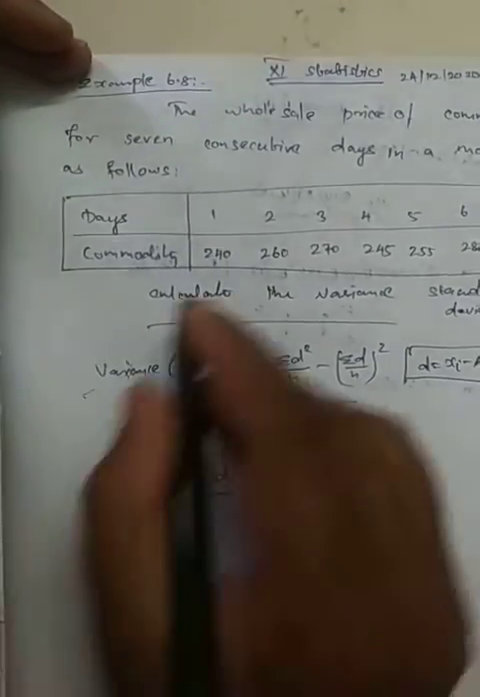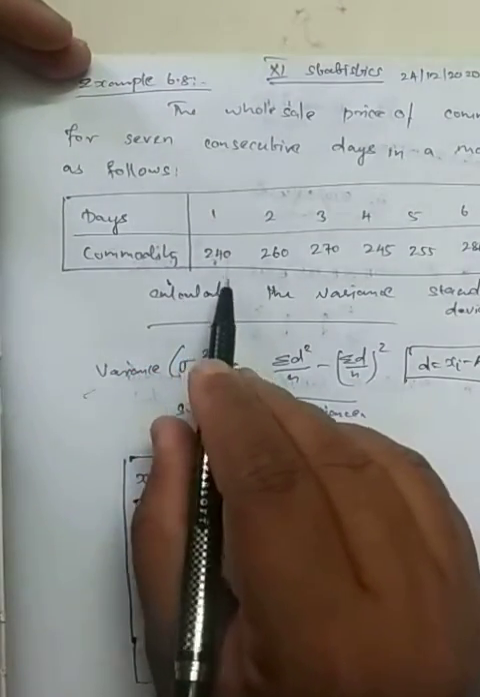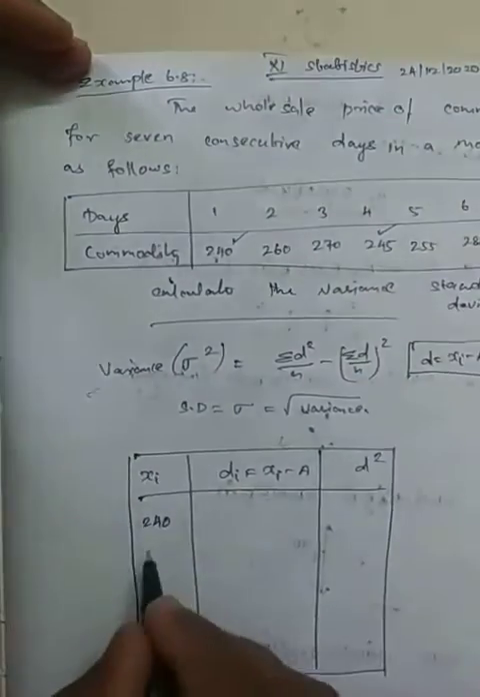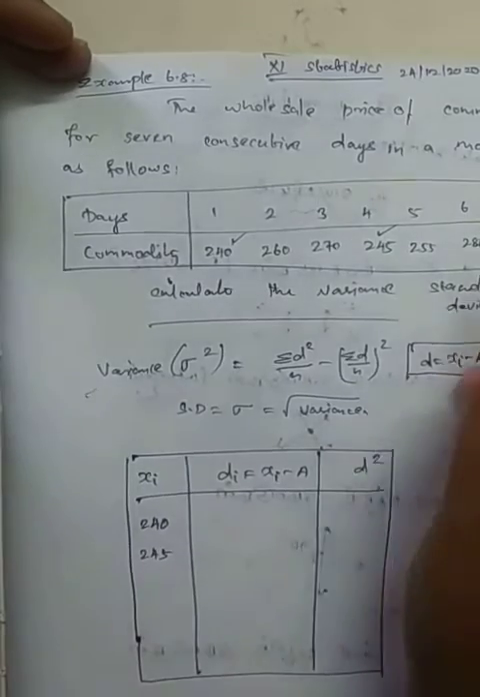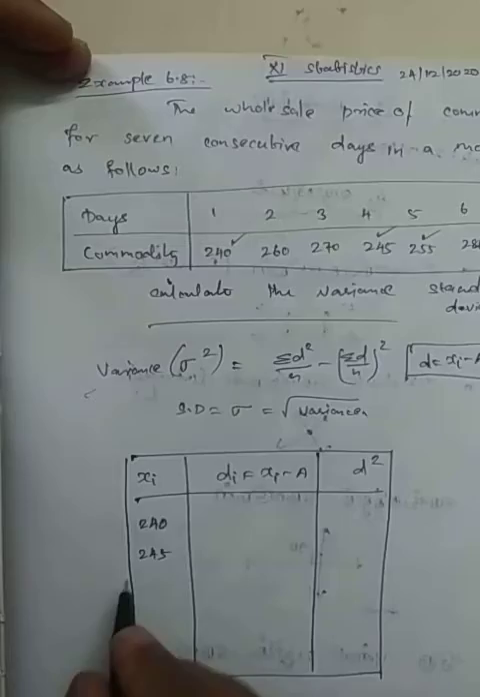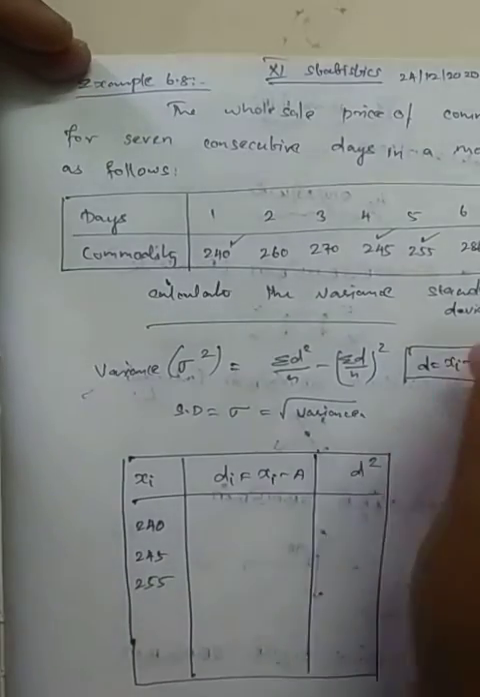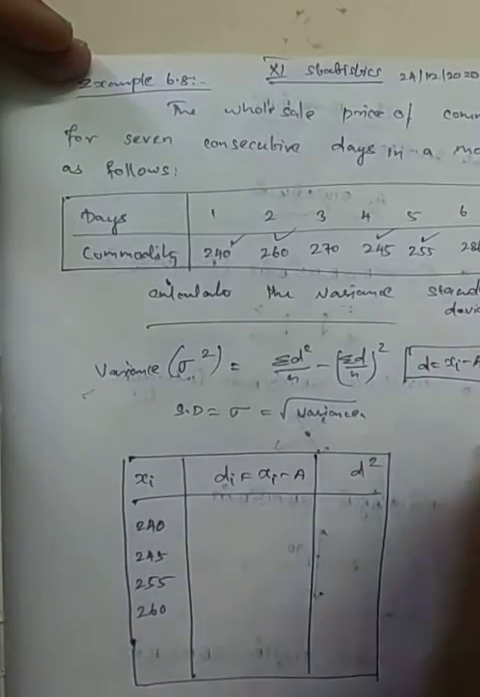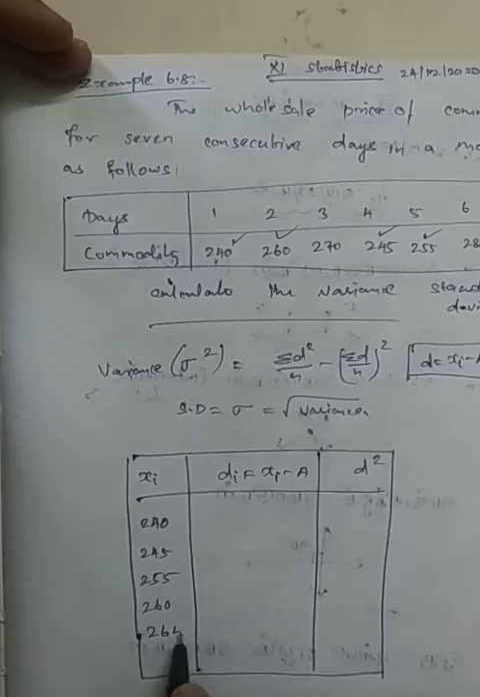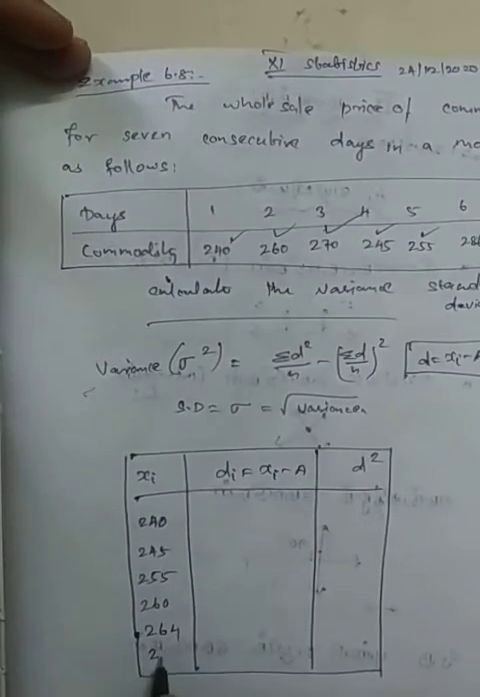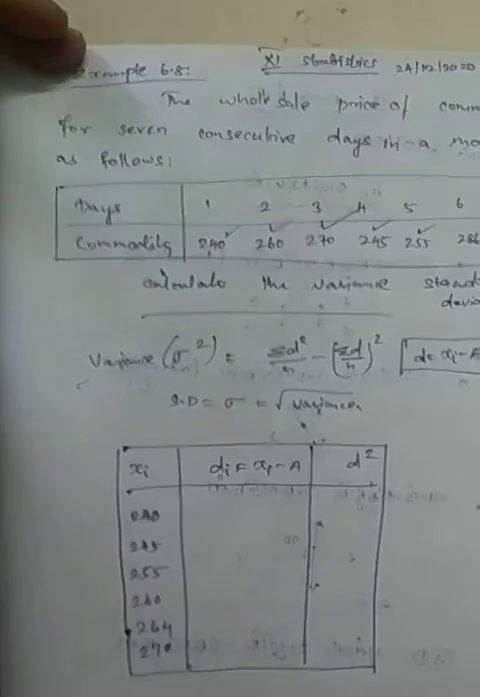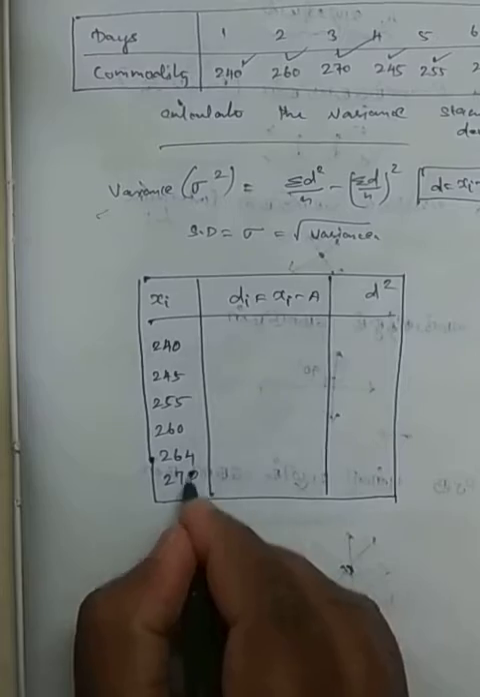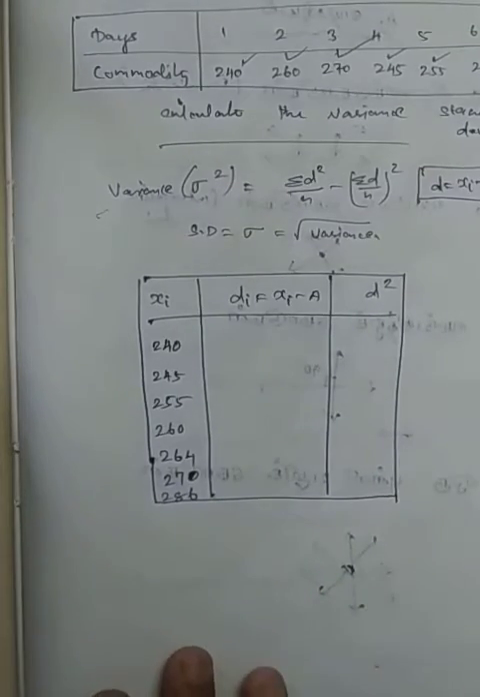So first the data should be in ascending order. It will be easy. First 240, next 245, then next 255, then next 260, then next 264, then next 270. Finally we have 286. This is the data we have written.